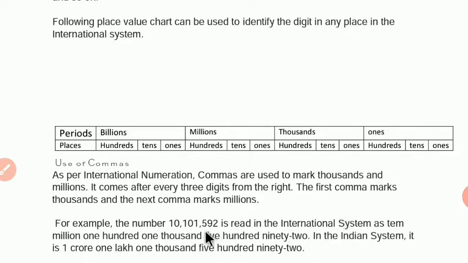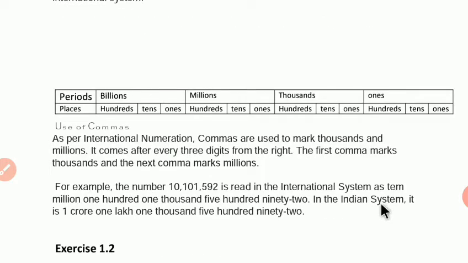Now if you want to write the same number in the Indian system, we will see how to write it. In the Indian system, we use ones, tens, hundreds, thousands, ten thousands, then lakh and crore. So we place the first comma after three digits from the right and the second comma after two digits. So 1 crore, 1 lakh, 1,592.